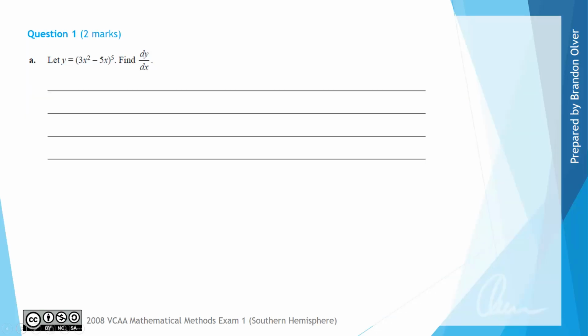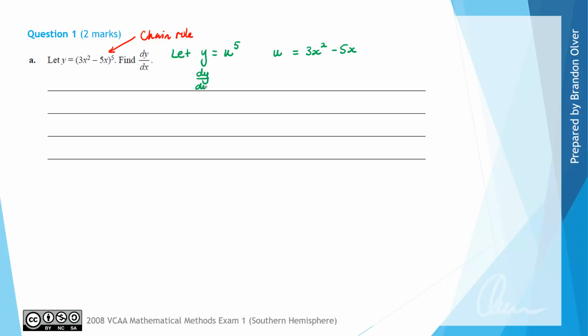So for part A we have let y equals (3x squared minus 5x) all to the power of 5, and we're asked to find the derivative dy/dx. The first thing we can recognise is that this is a function inside a function, which means we can use the chain rule for differentiation. To apply the chain rule, we're going to let y equal u to the power of 5, where u is equal to the inside function, which is 3x squared minus 5x.